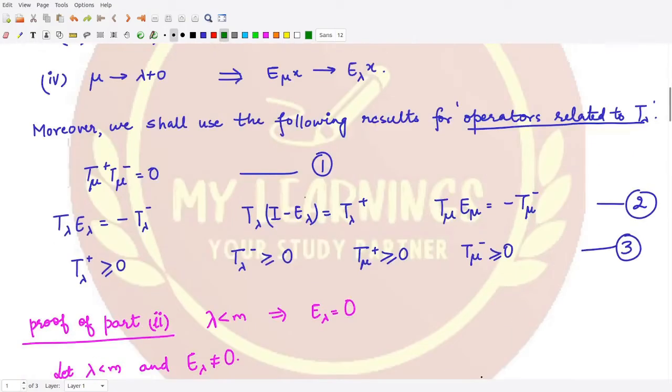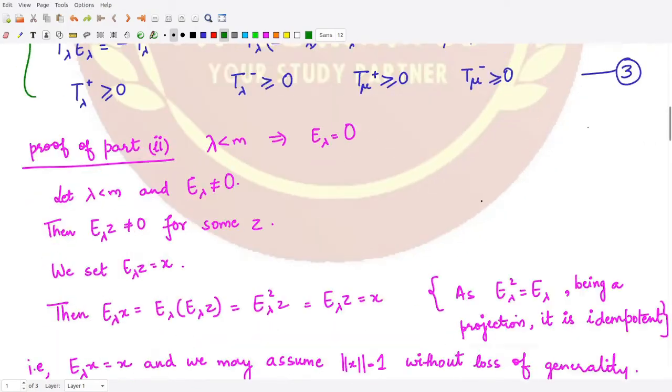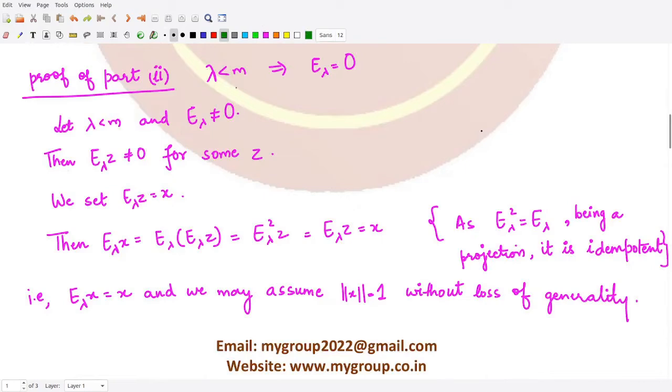For the second part, again we are assuming all these results as such. These are the results obtained for the operators related to T lambda, which we have already studied. So in part 2, we first assume that lambda is smaller than this small m, and we will continue our proof by the method of contradiction. We will assume that E lambda is not equal to the zero operator. In fact, we wanted to prove that E lambda is the zero operator, so we assume the opposite: E lambda is not equal to 0.